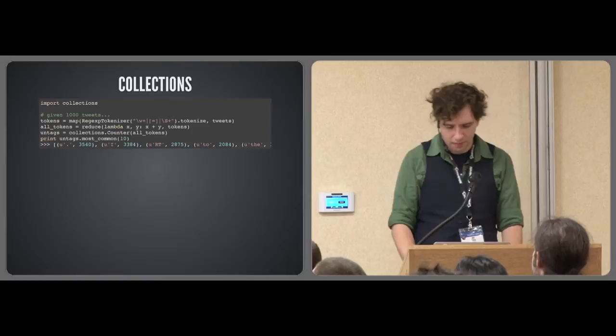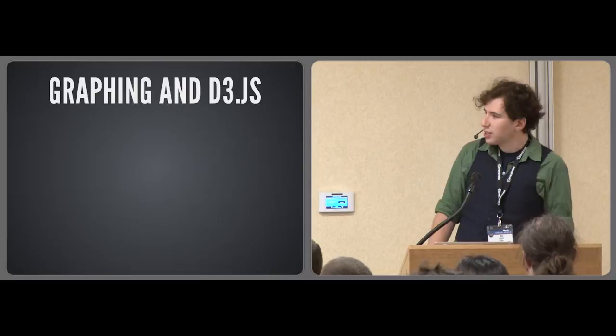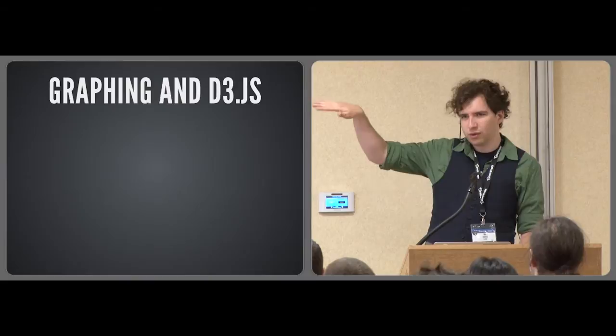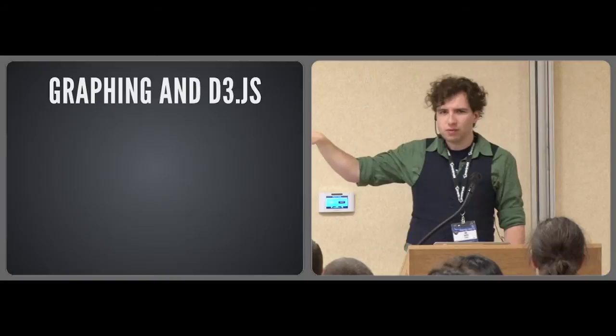So having dealt with the NLTK and being able to slice and dice this data in interesting ways, we can get down to graphing. So the project that I linked to in the first slide, if you visit it online, it's got this interesting graph that displays tweets by region. So in the United States, there are this many tweets. In Zimbabwe, there are this many tweets.